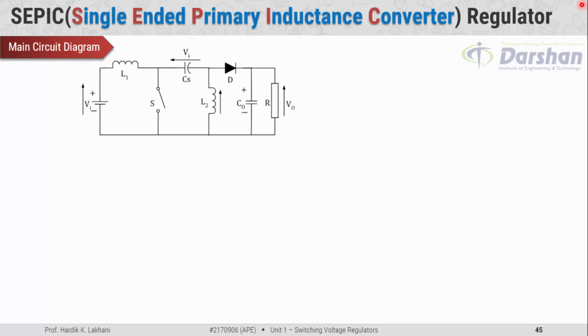So this is the main circuit diagram of the SEPIC regulator. If we compare the construction of SEPIC with the Cuk regulator, then the only difference lies over here. When we interchange the location of inductor L2 and the diode, then from the Cuk regulator we get the SEPIC regulator construction. Similar to the Cuk regulator, it has input inductor L1, second inductor L2, coupling capacitor CS, filter capacitor CO, and diode D for the freewheeling action.